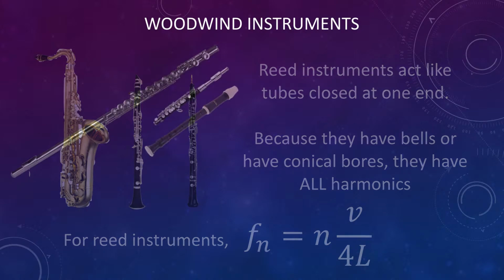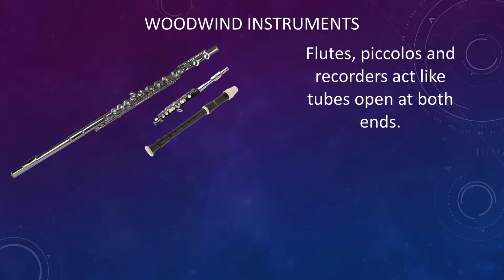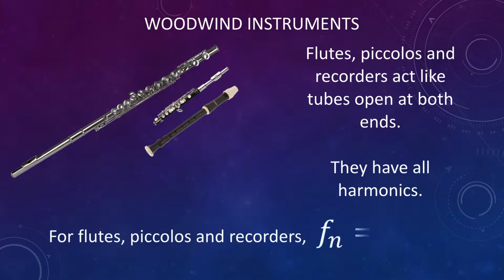Flutes, piccolos, and recorders act like pipes open at both ends, and therefore have all harmonics present. Therefore, the frequency equals n times the velocity over 2 times the length. Here are some demonstrations on flute and bassoon.